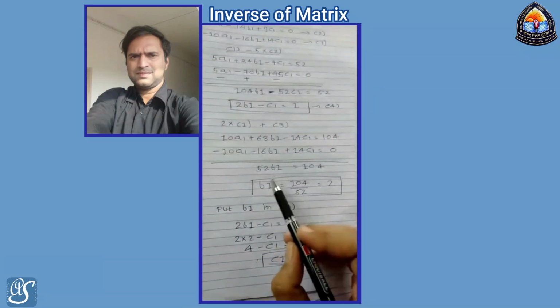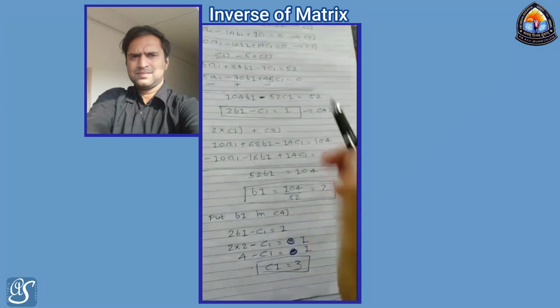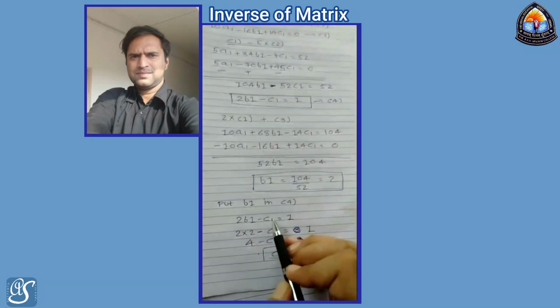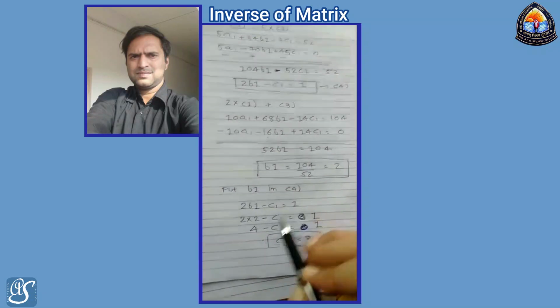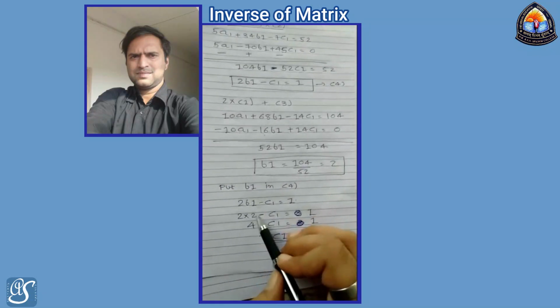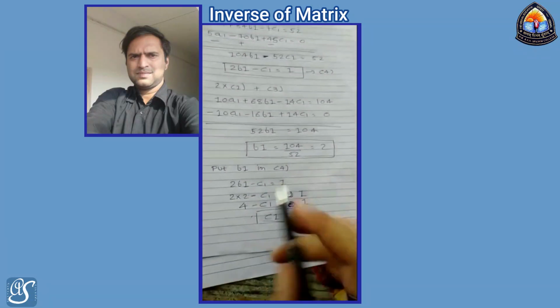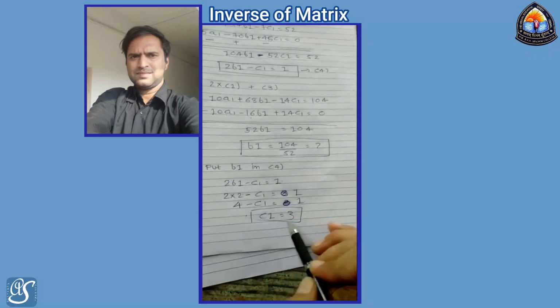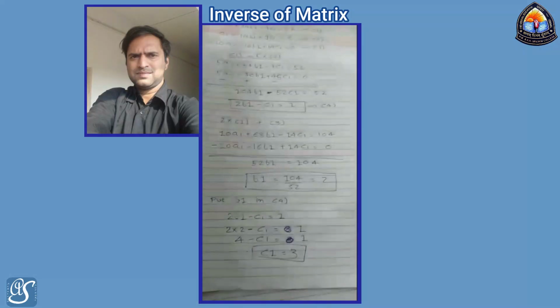Now put this value of B1 in our fourth equation. So 2B1 minus C1 is equal to 1. B1 is equal to 2, so 2 into 2 minus C1 is equal to 1. So 4 minus C1 is equal to 1. So C1 is equal to 3.